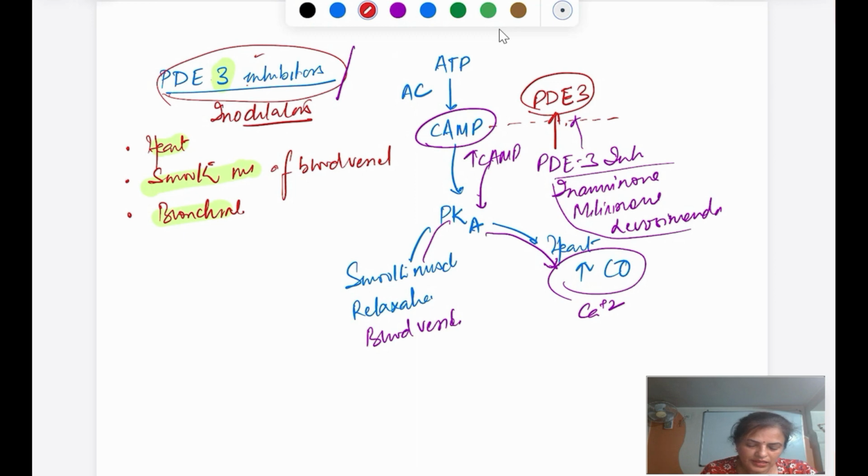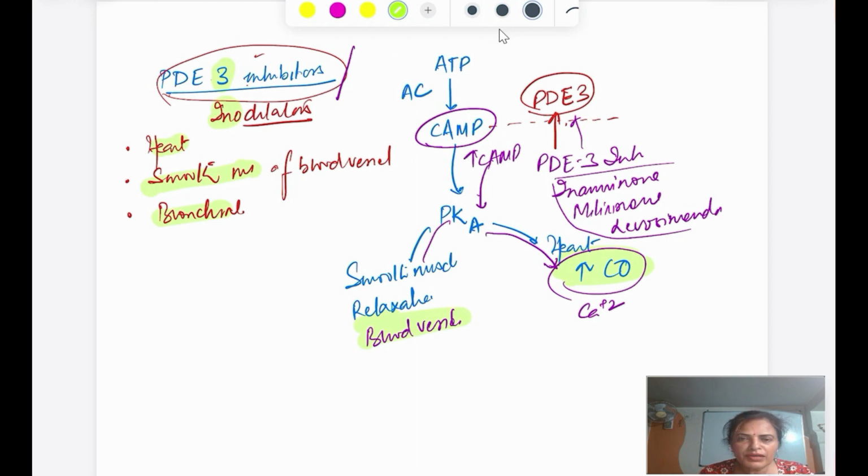Inodilator means they have inotropic action, INO, inotropic, so ये inotropic action हो गया. Then dilator is blood vessel dilator. So this way, inamrinone is not used nowadays because of its important side effect, that is thrombocytopenia and a few GIT effects, but mainly because of the thrombocytopenia we are not using inamrinone. And half-life of this one is 2 to 3 hours.